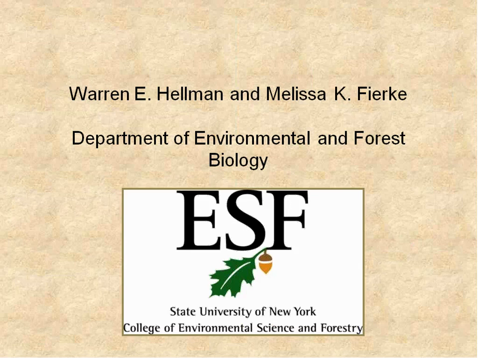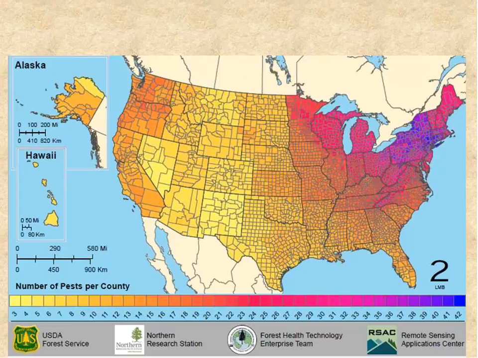Starting off with this slide, this is a neat little thing that was put together from a few different sources. It's a map of non-native forest pests across the United States, where the blue and purple is a higher density. So hopefully you can see New York there. It's kind of glowing blue.